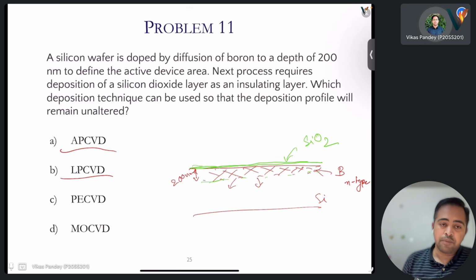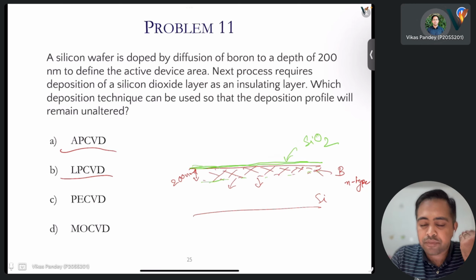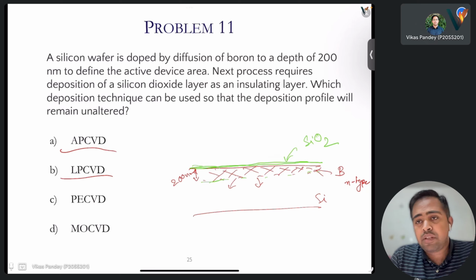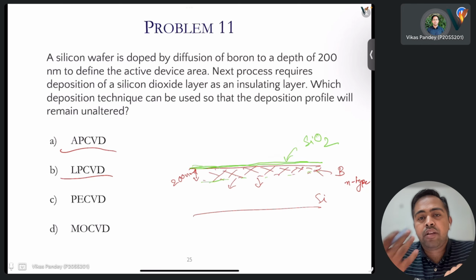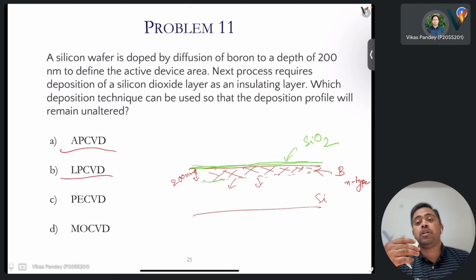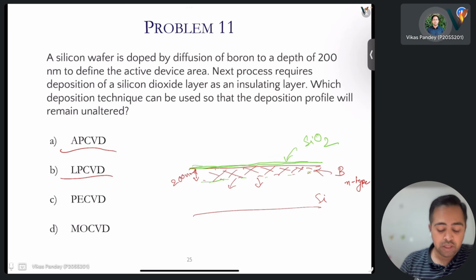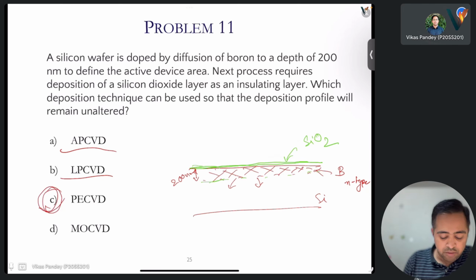APCVD and LPCVD rely mostly on the activation due to temperature. But in case of plasma enhanced CVD, there is some temperature, but along with that, it is mostly due to the plasma, which is cold. Okay, the reaction rate is enhanced by using plasma. So at lower temperature also the deposition can occur, the chemical reaction can occur, and that is why this is the preferred one in this case. Fine.